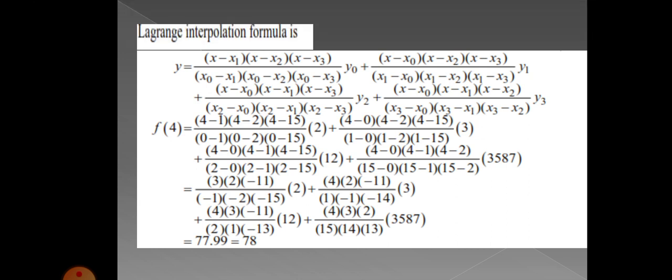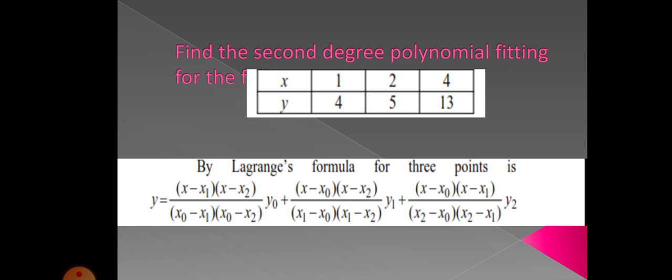Then the next problem: find the second degree polynomial fitting for the values. The tabular column has been given here. x is 1, 2, 4 and y is 4, 5, 13. What you have to do here is consider the first value as x0, the second value as x1, and the third value as x2, and then y0, y1, y2. For that only they have written the formula. According to your table values, you can write Lagrange's formula. It's very easy. Otherwise, it becomes lengthy.